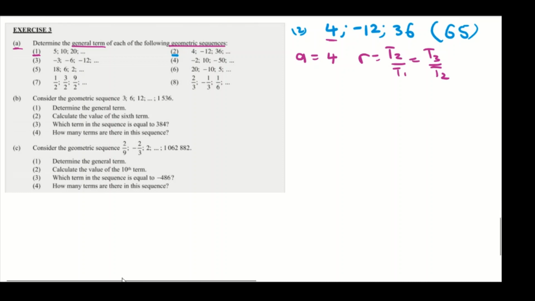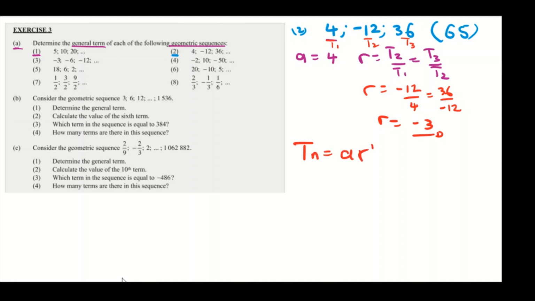So if this is our term number 1, this is term number 2, and this is term number 3, then term number 2 is minus 12 over 4, equal to term number 3, which is 36 over minus 12. So our common ratio for this problem is minus 3. Tn is equal to A R to the power n minus 1, so Tn is equal to our A value, which is 4, times R, which is minus 3, to the power of n minus 1. This is going to be our general term for this problem.